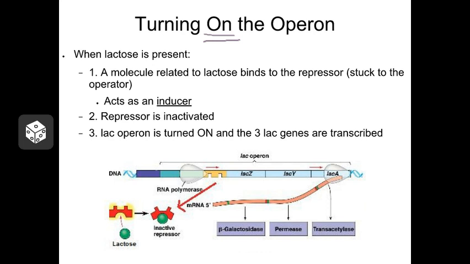Well, lactose in this case acts as an inducer. Lactose will bind to the repressor, and when it binds to the repressor, it actually inactivates the repressor. So the binding of lactose to the repressor has the opposite effect of tryptophan binding to its repressor. In this case, it turns the repressor off. When the repressor is turned off, it's going to release that operator. And now that it's not in the way, RNA polymerase can grab onto the promoter and transcribe those genes and make the 3 enzymes necessary for breaking down lactose.